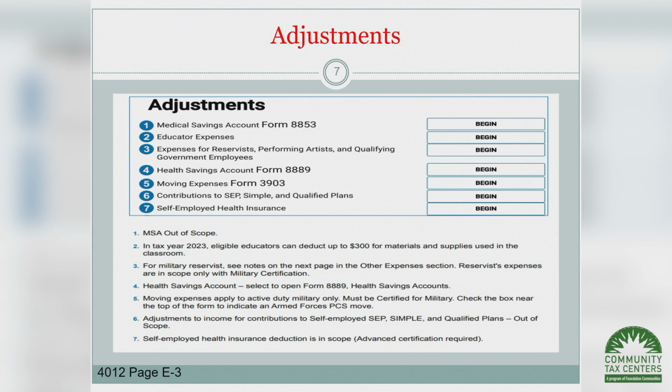We will talk about self-employed health insurance, and we talked about it a little bit yesterday, the fact that it is a deductible expense on a Schedule C. But you can't take it in 2 places. If you take it as an expense on the Schedule C, then you cannot take it as an adjustment. Okay.